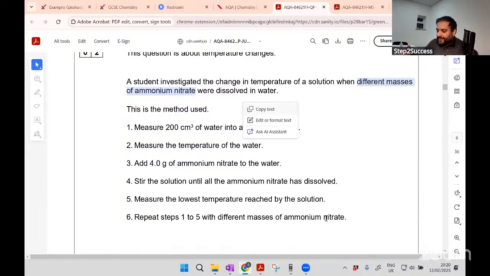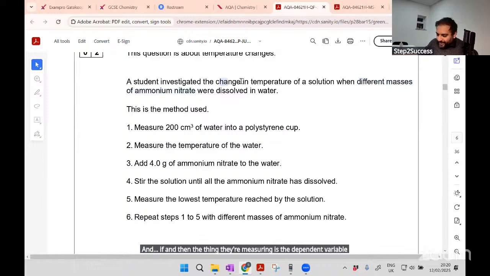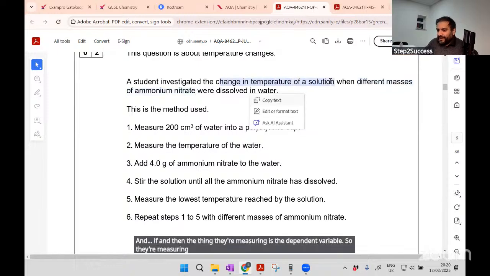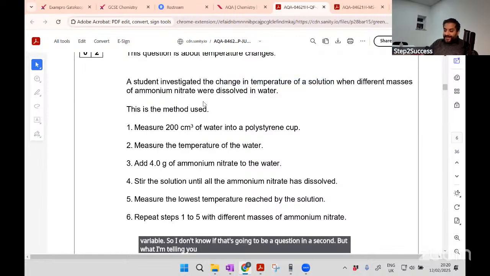And then the thing they're measuring is the dependent variable. So they're measuring the change in temperature, which becomes the dependent variable. I don't know if that's going to be a question in a second, but what I'm telling you is that if you read these carefully, the answers are where they are.